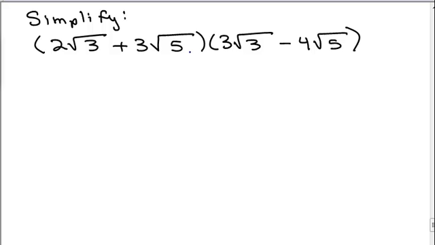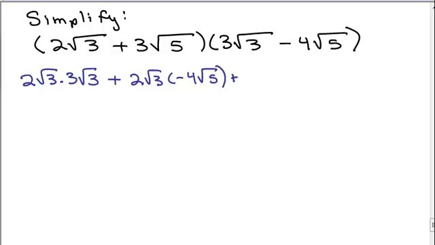Right, we're asked to simplify, and this acts like a binomial times a binomial. There's two terms in each parenthesis, so we could do the FOIL method. So let's see, we have for the first 2 square roots of 3 times 3 square roots of 3. The outer will be 2 square roots of 3 times a negative 4 square roots of 5. The inner will be a 3 square roots of 5 times 3 square roots of 3. And the last, I have a plus and a minus sign, so it's going to be a minus.